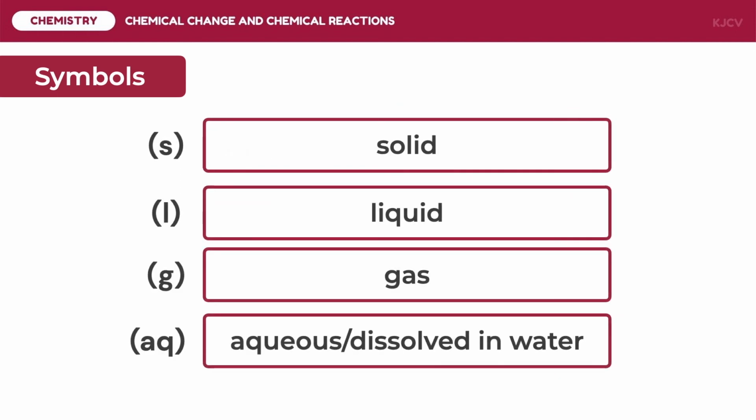The physical states of matter can also be written as subscripts in the equation. S means solid, L means liquid, G means gas, and AQ means aqueous, or that the substance is dissolved in water, but water is not written as a separate reactant or product. Let us look at some examples of writing equations of chemical reactions.